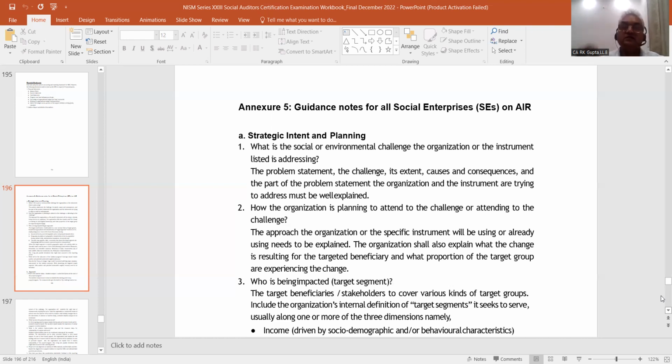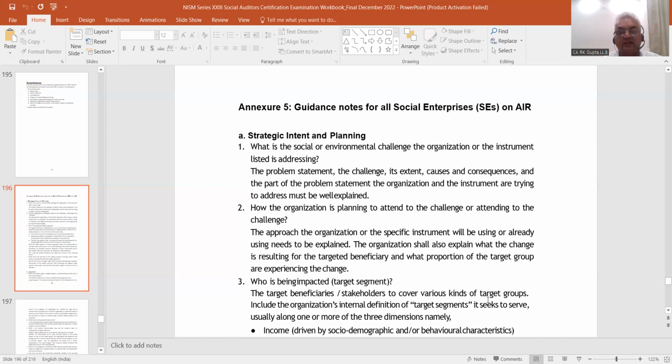Now, Annexure 5. Annexure 5 is guidance notes for all social enterprises on annual impact report. So first is the strategic intent and planning. So what is the social or environmental challenge the organization or the instrument listed is addressing? The problem statement, challenges, its extent, causes and consequences, and how the organization is planning to attend to the challenge.